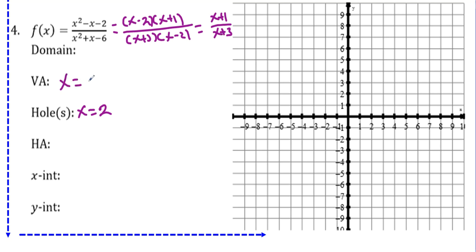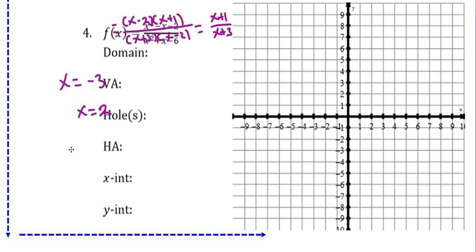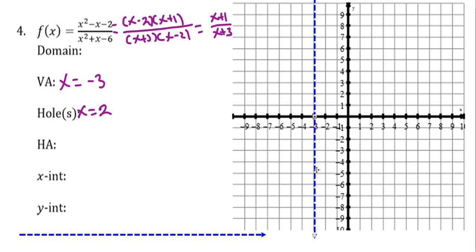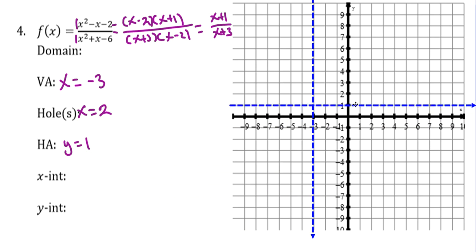I'm going to go ahead and plot that. So I'm going to drag this over at -3 right here. Okay, there we go. And let's see what's going on with my horizontal. I got a 1 here and a 1 here, same degree, so my horizontal asymptote is going to be y equals 1. I'll go ahead and toss that up here. And there we go.